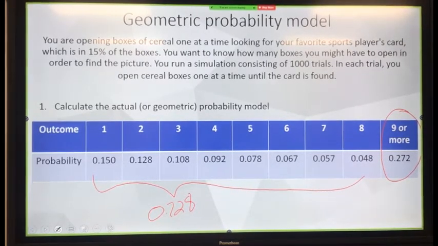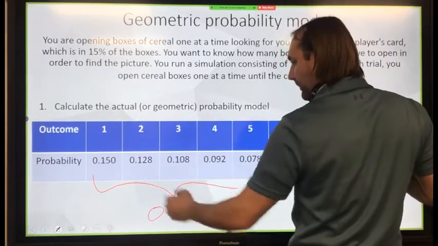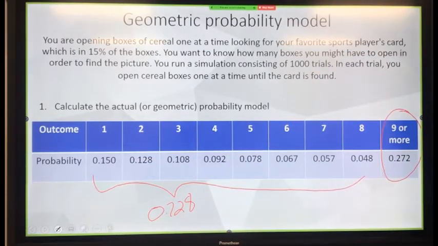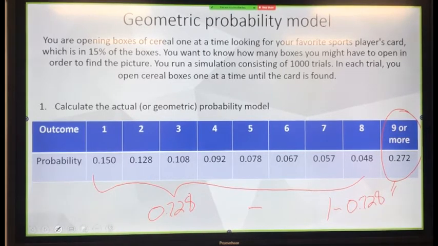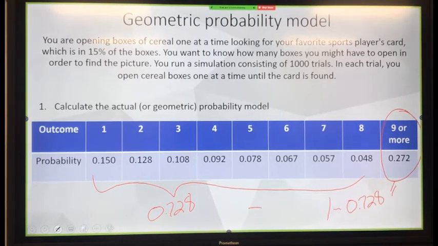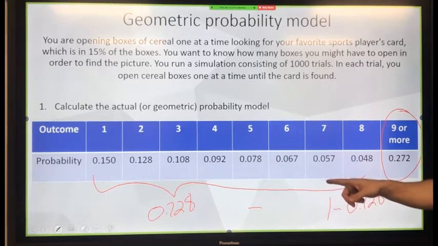So how do I turn that into 9 or more? Subtract that from 1. Very good. So the probability of me finding my card between this range is 72.8% chance. What's the probability of the rest of it? Well, we know probability has to equal 1 total. So subtract from 1. And you get what? 0.272. So again, how do you find 9 or more, or let's say 8 or more? Add 1 through 7, subtract from 1. Does that make sense? All right.